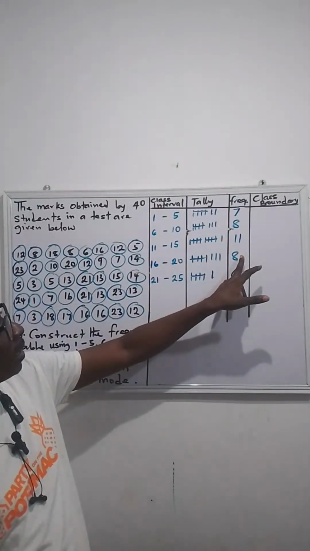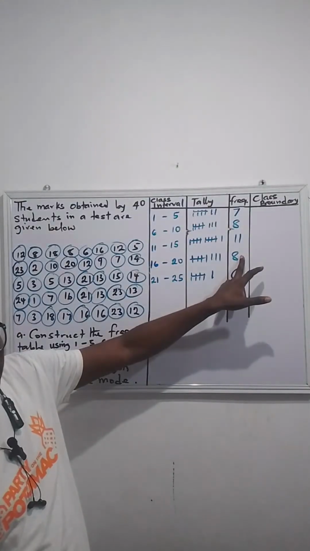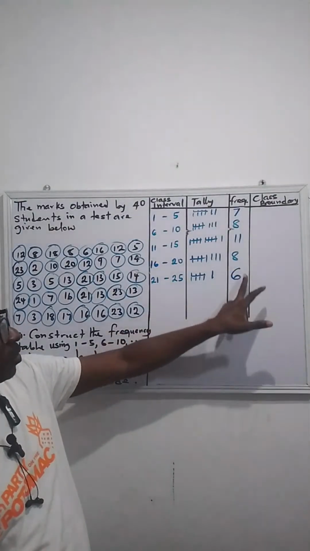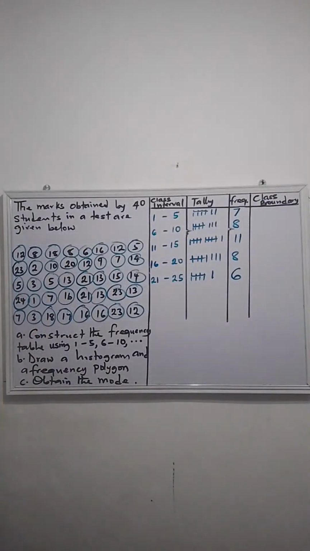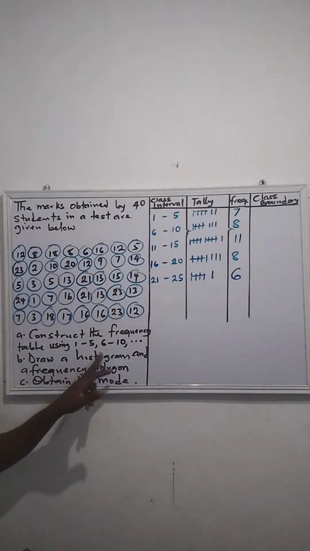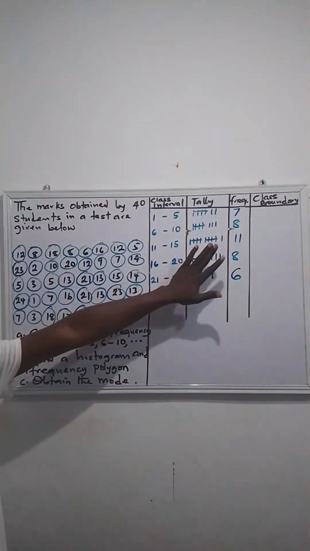So now can we add that to this? That is 34. Now 34 plus this, that's 40. So that means what we did is correct. Okay, so we have done the first part of the question. This is what we call the frequency table.